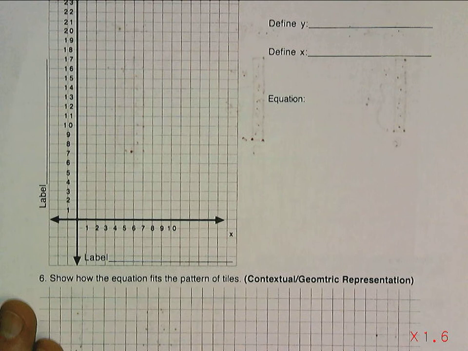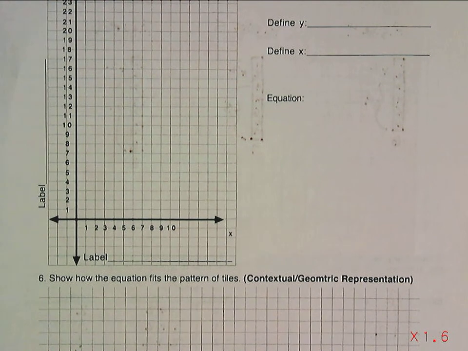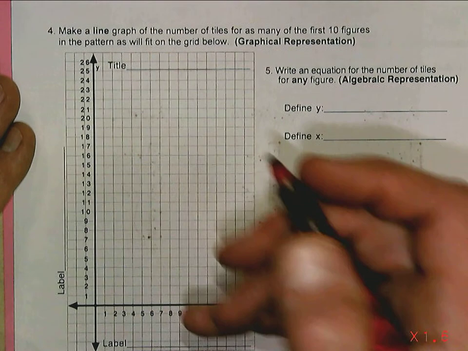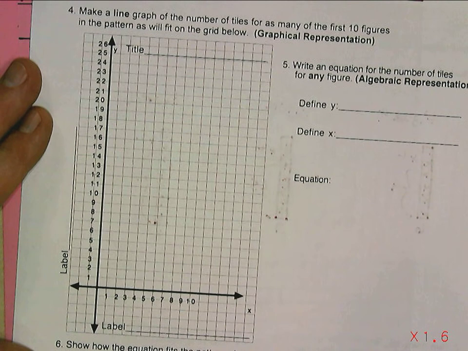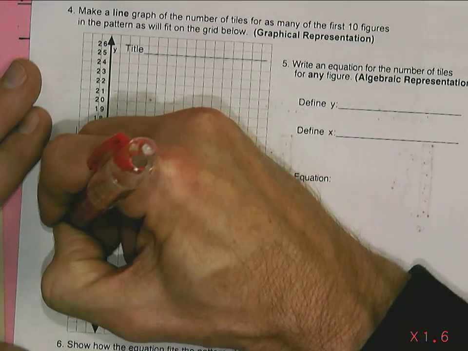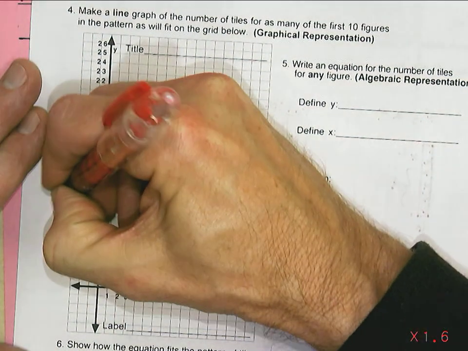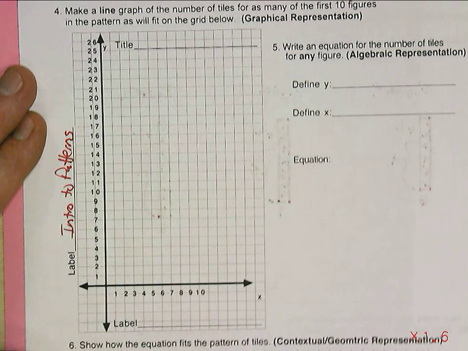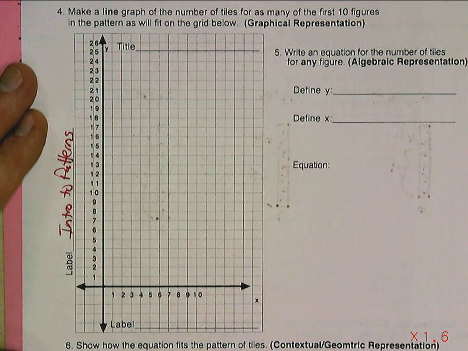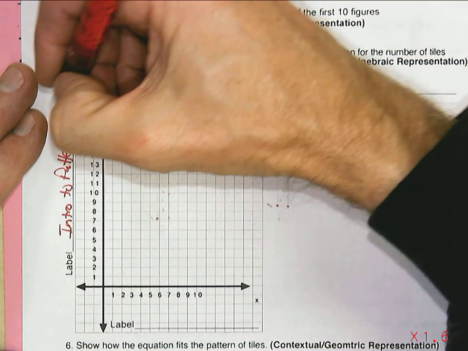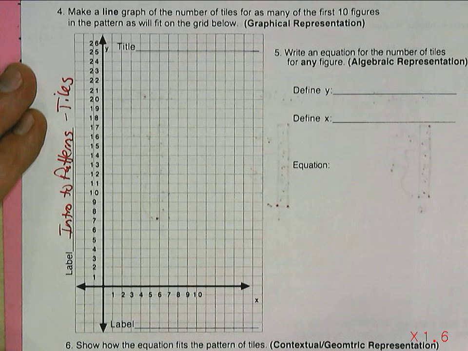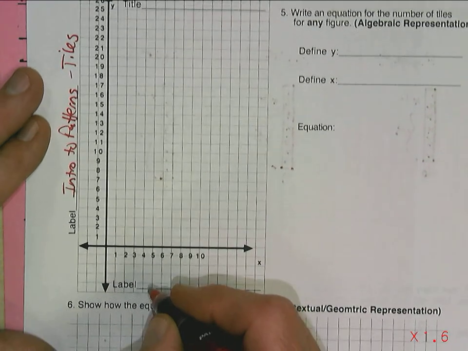Now here's where we want to take this to the next place in this problem. We want to graph it. So this is basically called our intro to patterns problem. So I'm going to label this. And this is our tiles. And down here is our figure number.